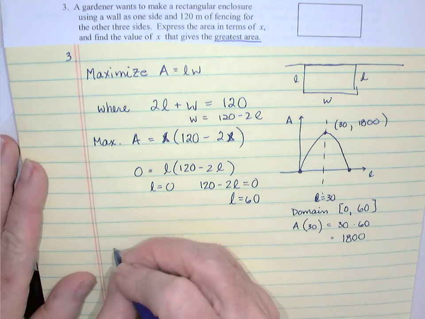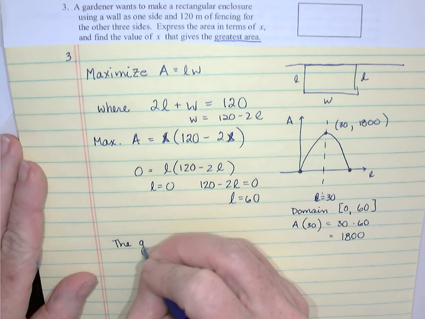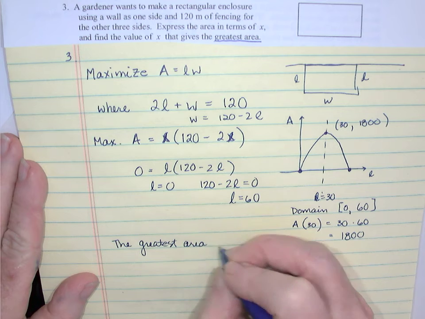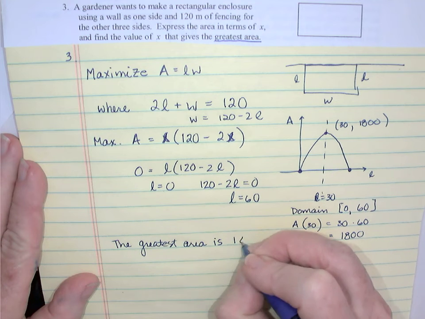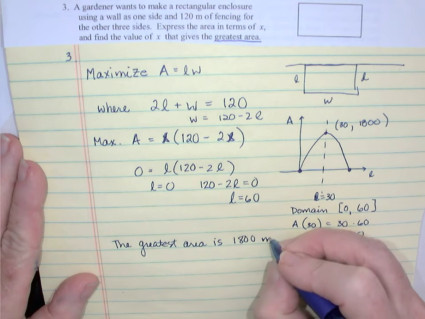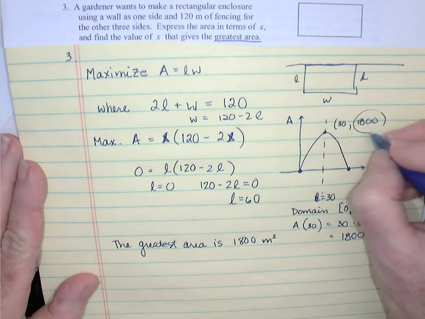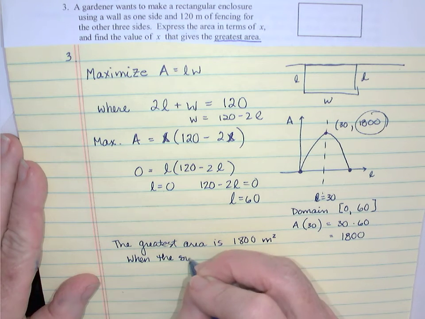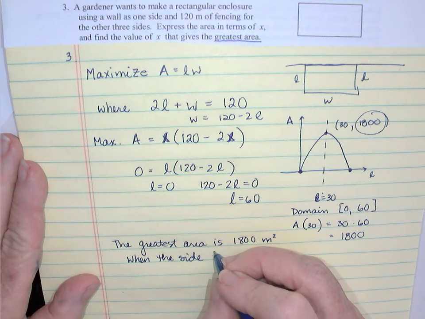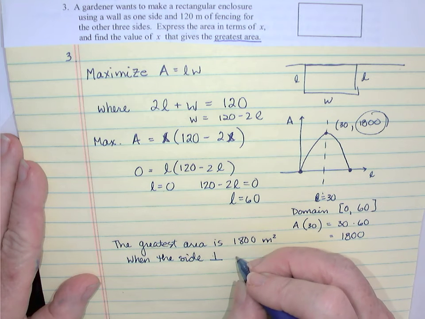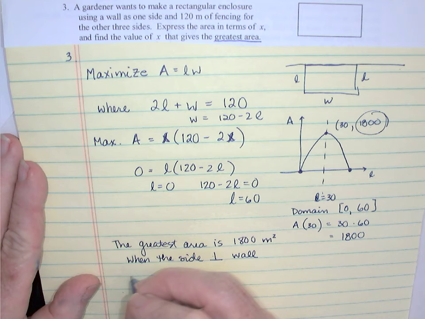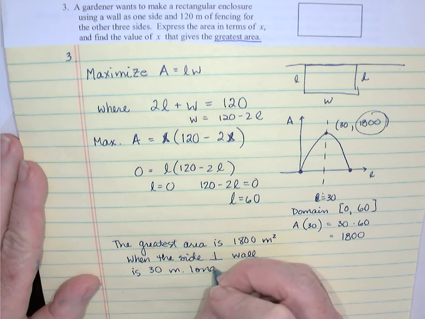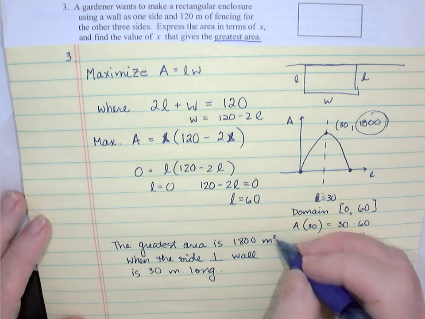Okay, so I'm going to say the greatest area is, they don't ask for it, but I'm going to write it anyway, 1,800, and this is going to be square meters, right? The A value here when the side perpendicular to the wall is 30 meters long. And that's the solution.